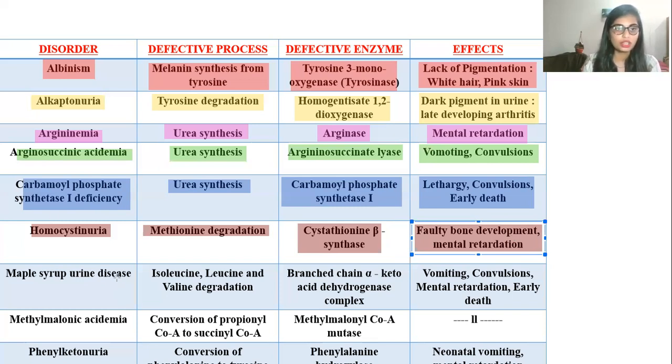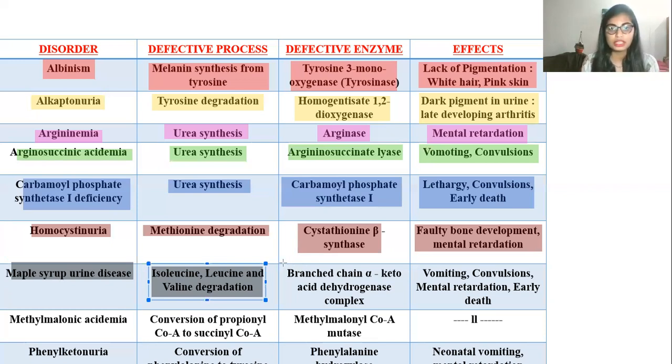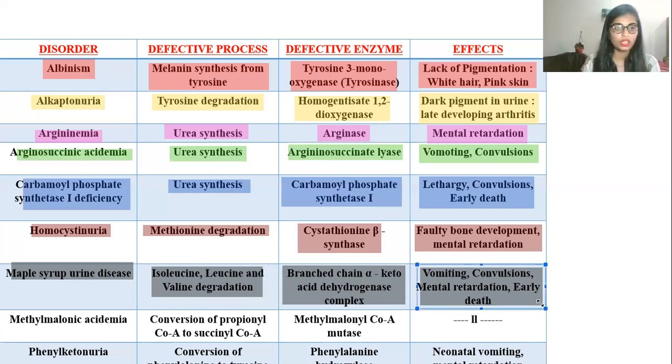So the next disorder is maple syrup urine disease. Here the defective process is isoleucine, leucine, valine degradation. So these three amino acids do not get degraded, and because of this, maple syrup urine disease takes place. The enzyme deficient here is branched chain alpha keto acid dehydrogenase complex. When this enzyme gets deficient, that leads to maple syrup urine disease. The effects are vomiting, convulsions, mental retardation, and also early death.